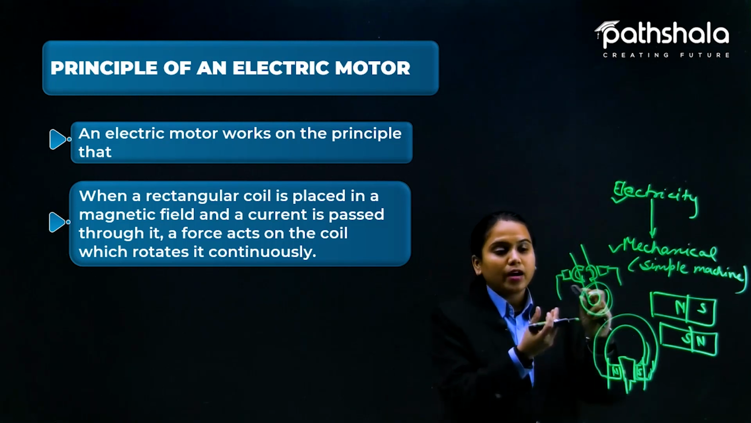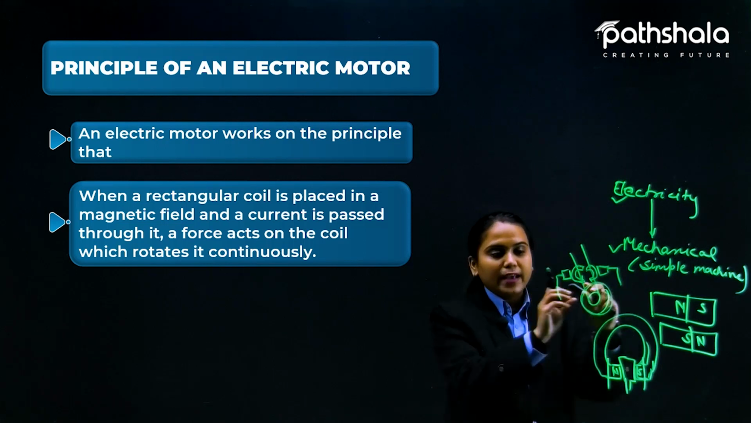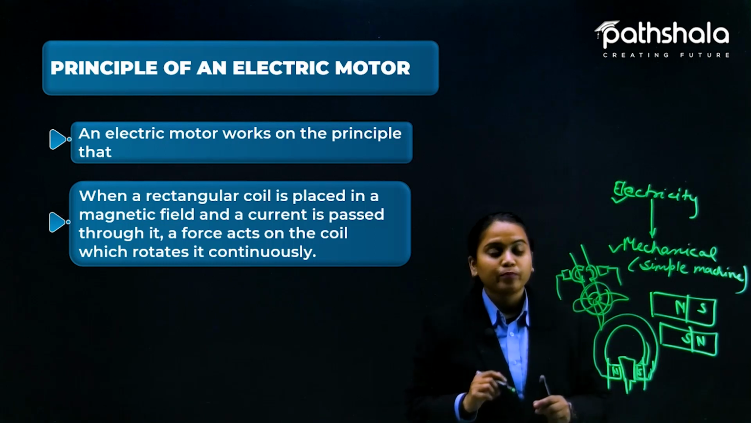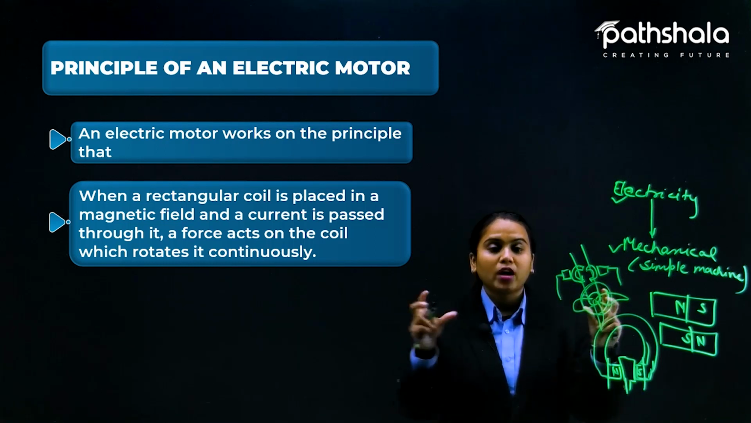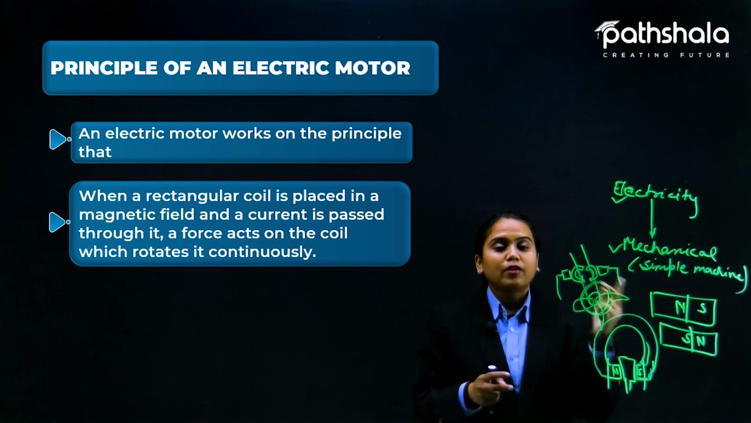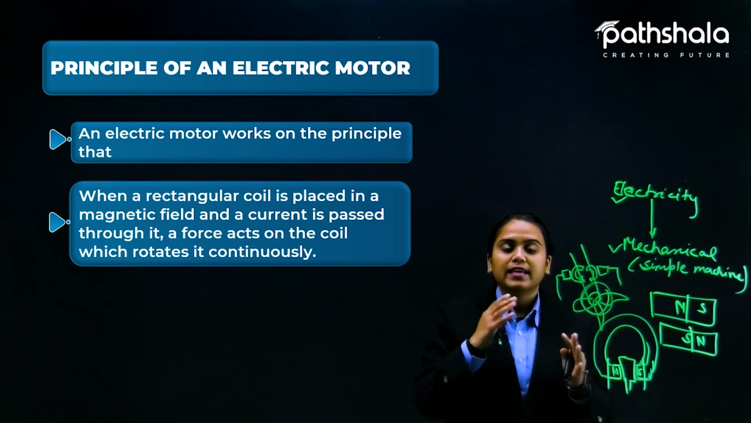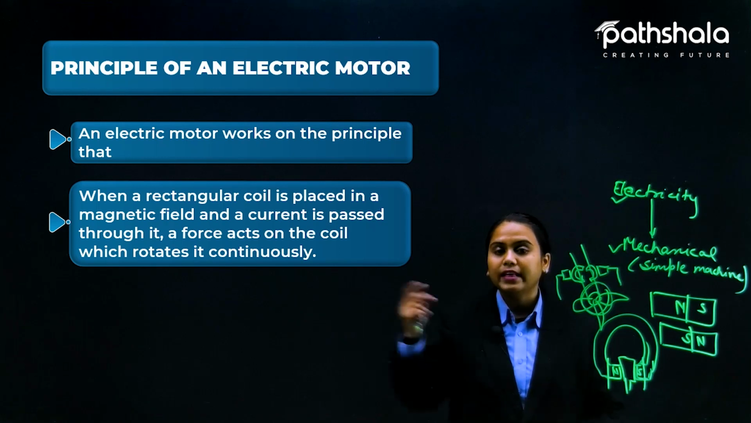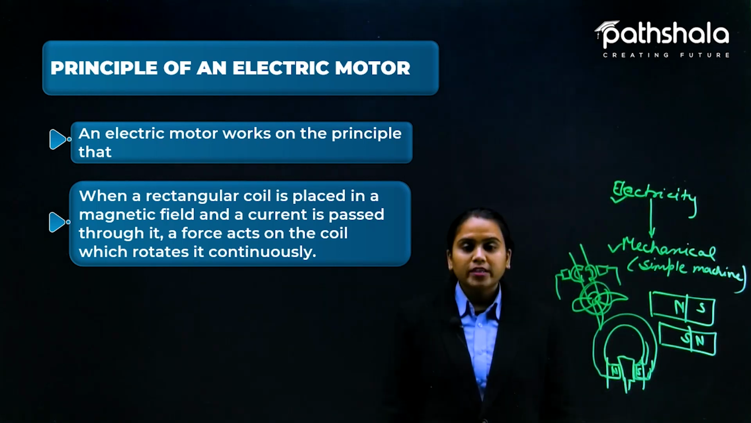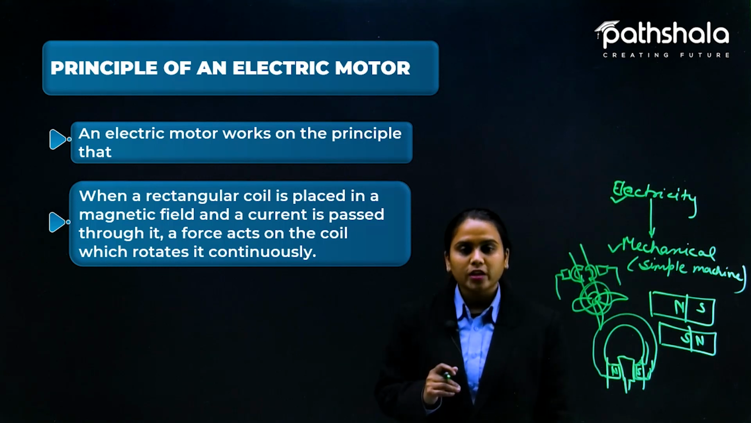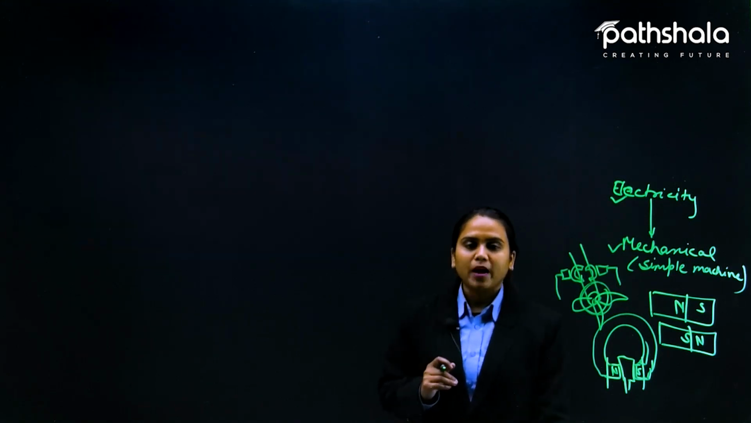Like if we attach some knives to it, like this, it will work like a mixer juicer. If you attach fan fins to it, it will rotate like a fan. But the mechanism behind all these things is the same as given in this principle. So students, this is the basic principle on which an electric motor works. Now let us see the construction part of it.